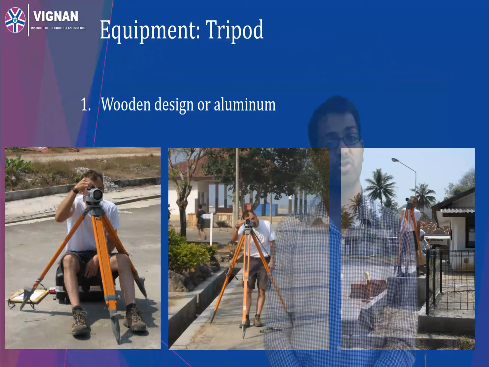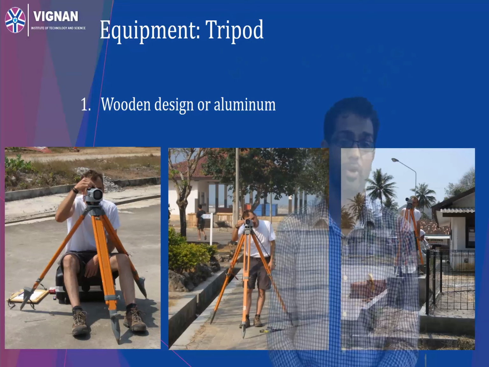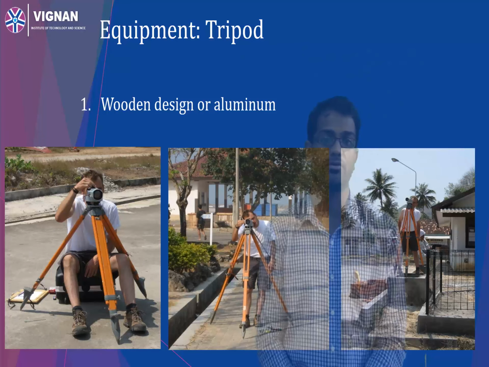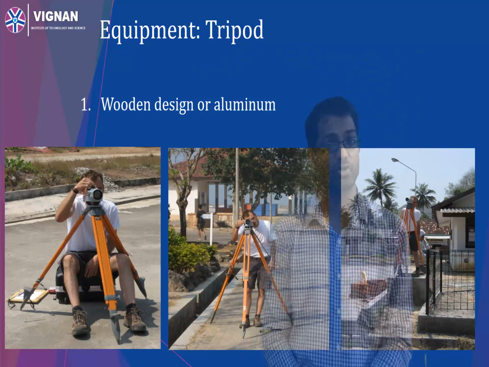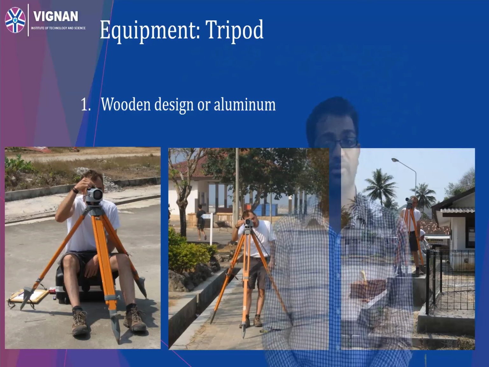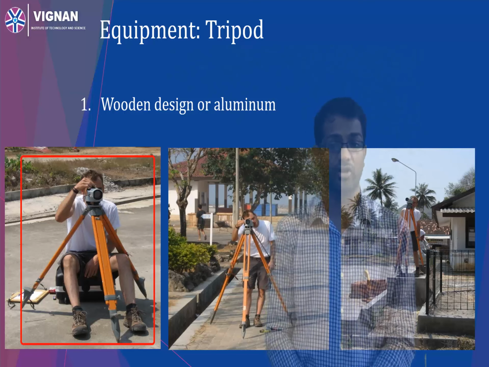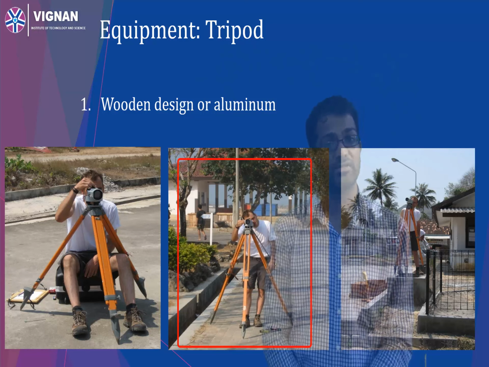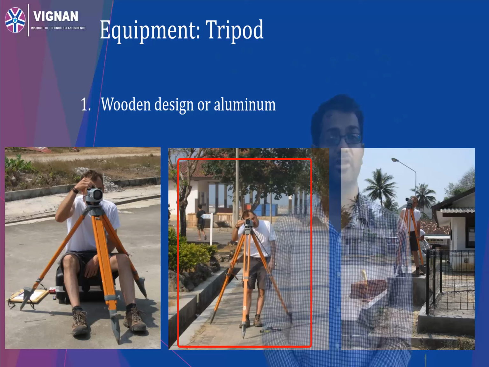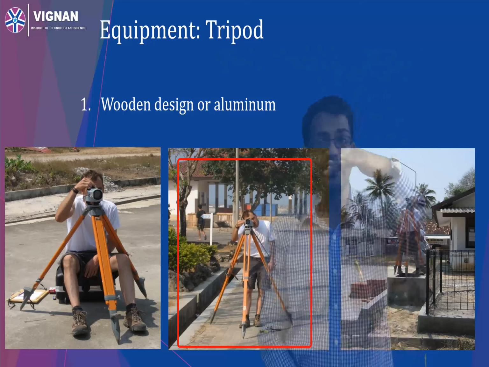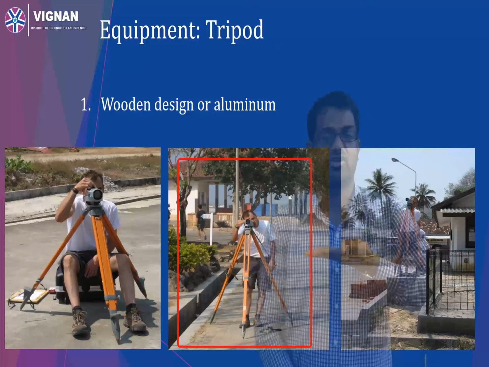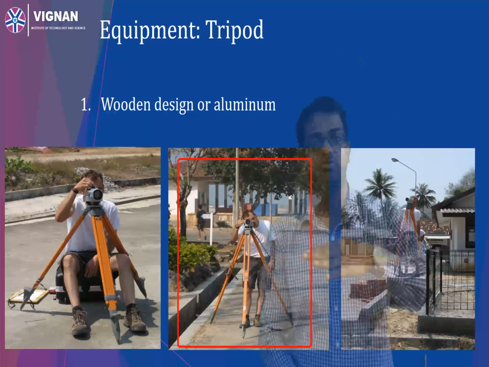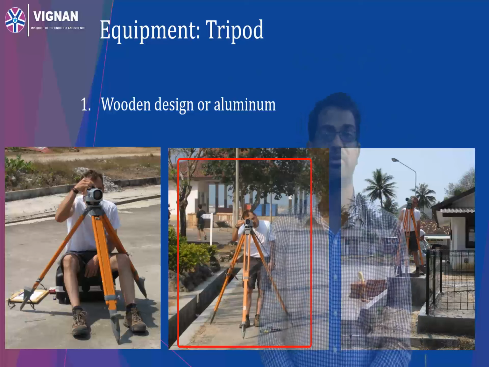The equipment used in leveling includes the tripod. A tripod can be wooden or aluminum. Like I have shown there, the tripod can be set up in three different ways: low level, medium level and high level. It is always recommended to have the tripod at medium height, or chest level, such that the malfunctions of the tripod or the ground vibrations can be rectified and errors can be nullified.